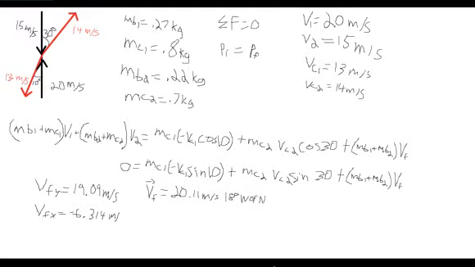15 meters per second. The mass of the first swallow is 0.27 kilograms, and the mass of his coconut is 0.8 kilograms. The second swallow's mass is 0.22 kilograms, and her coconut's mass is 0.7 kilograms. The swallows collide and lose their coconuts.